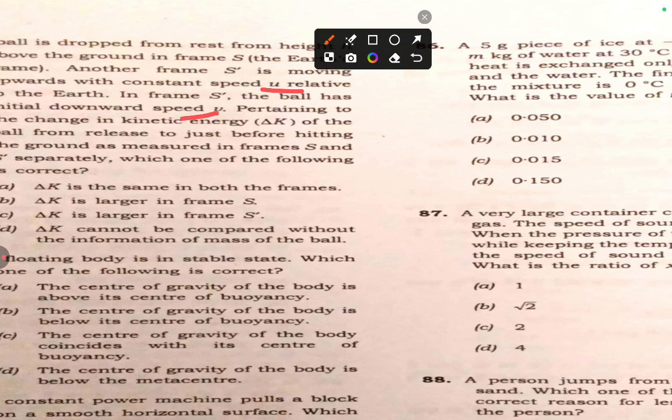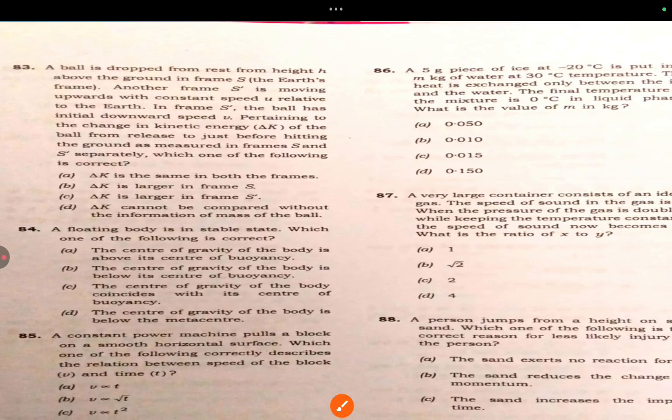Your question is about what? Okay, question number 82, 83. So question number 83 is related to the concept of kinetic energy in a frame. See, as we know very well, kinetic energy depends on the frame. What frame, inertial frame and non-inertial frame, that we know very well. So here the question clearly mentions, question number 83.